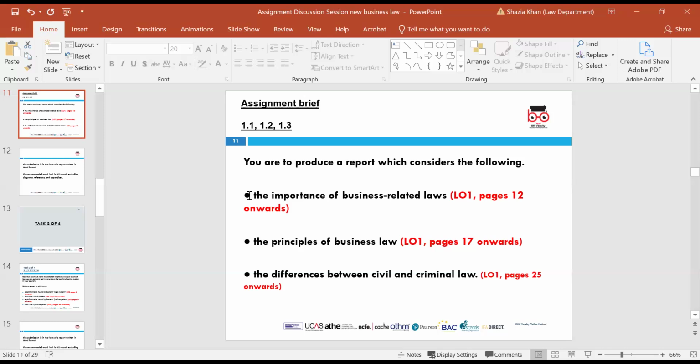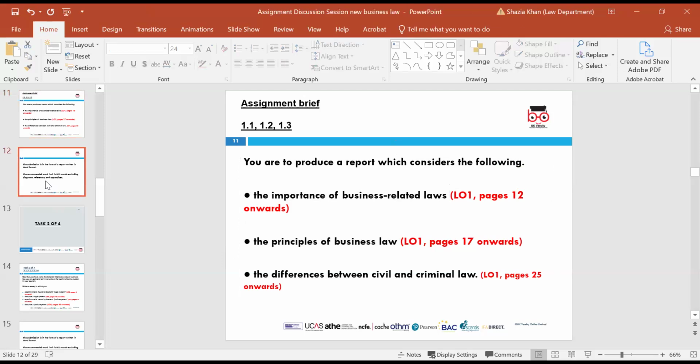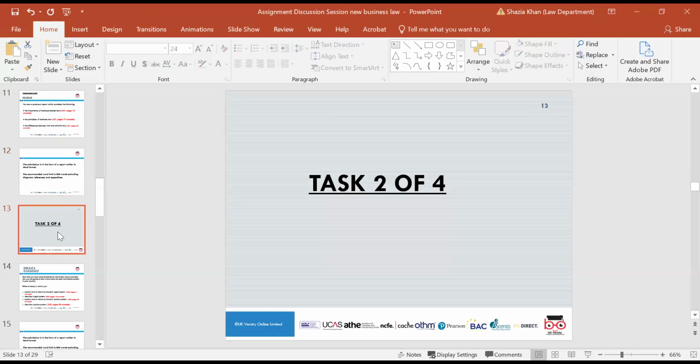Okay, so you need to make sure you don't change these headings, don't change any wordings, and stick to them. Write the heading down and then write under the heading. Write this heading down, write underneath the answer. So that is task 1. Task 2.